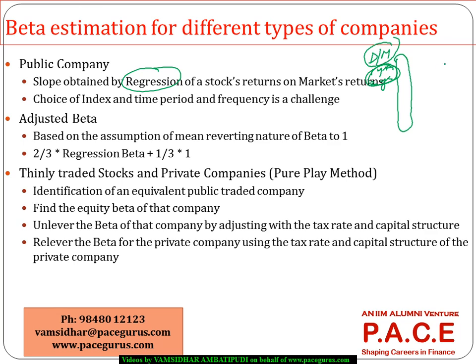But security returns are taken, and for the same periods I take the index returns and do the regression of this over this. The index returns are the independent variable, the stock returns are the dependent variable, and whatever slope comes up is what is defined as the beta for a publicly listed company. So the slope of the regression between the security's returns and the market returns is the definition of beta. But the biggest problem is what index needs to be taken, for what time period the security returns and market returns need to be looked at, and what the frequency of the data is. Should they be daily returns or weekly returns, or what needs to be taken?